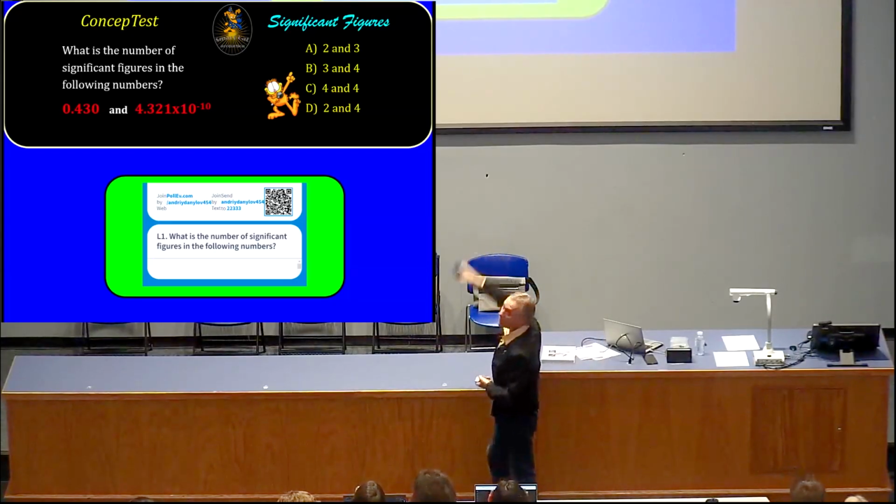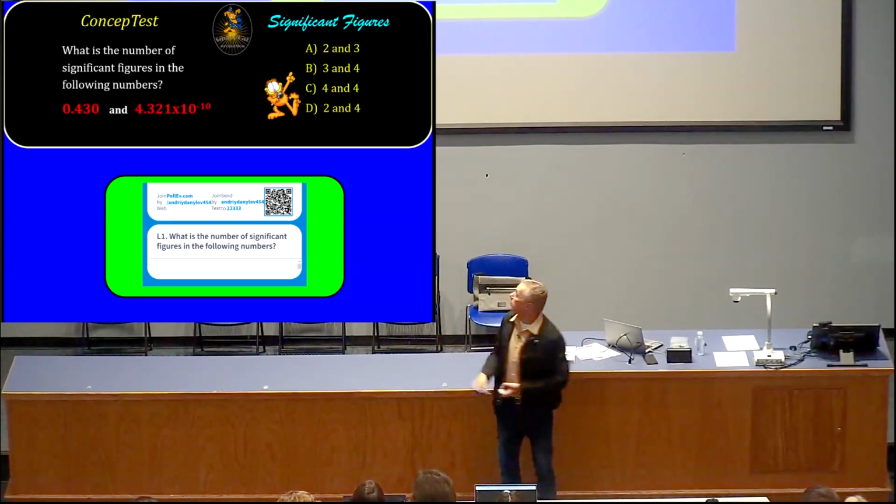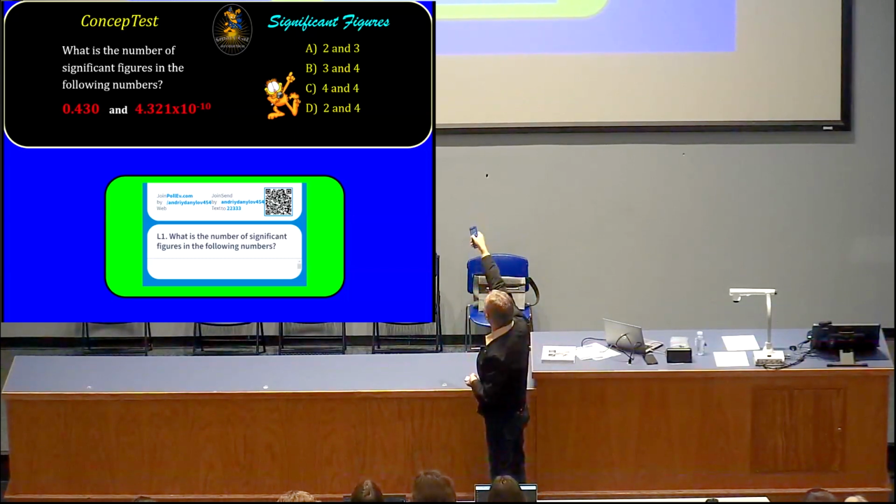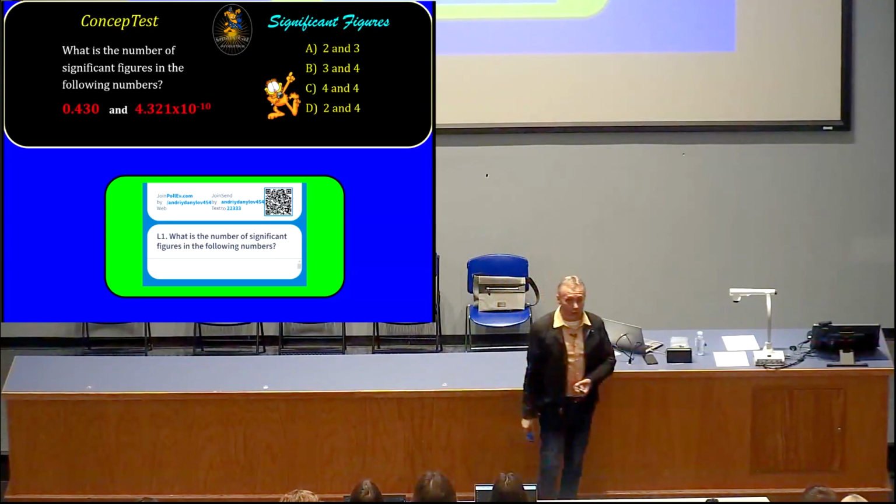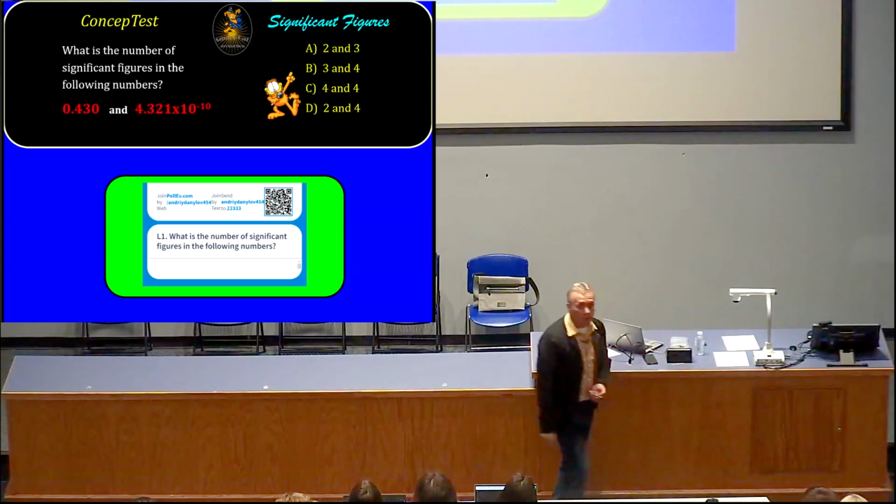Then power of 10 notation doesn't give us any sig figs, so we just need to look at this factor. There are no zeros at all, so we need to count all these digits. We have 4 digits, so 4 sig figs, right? So we have 3 and 4.